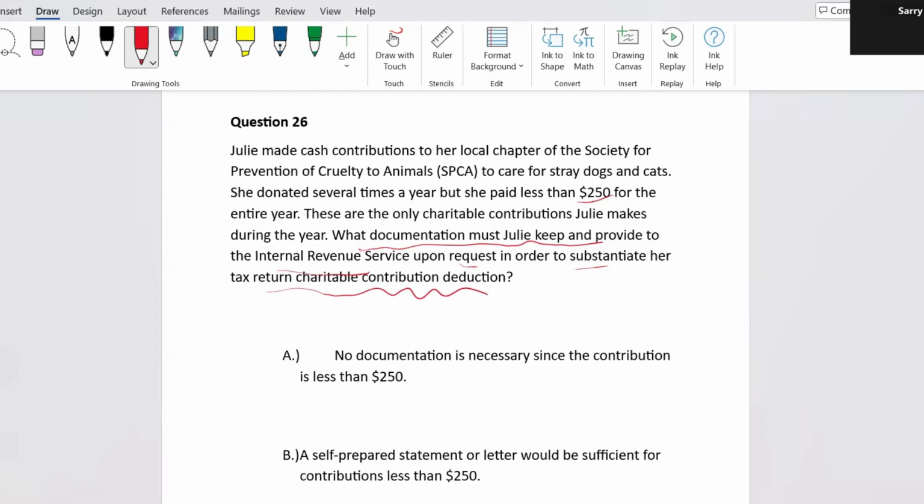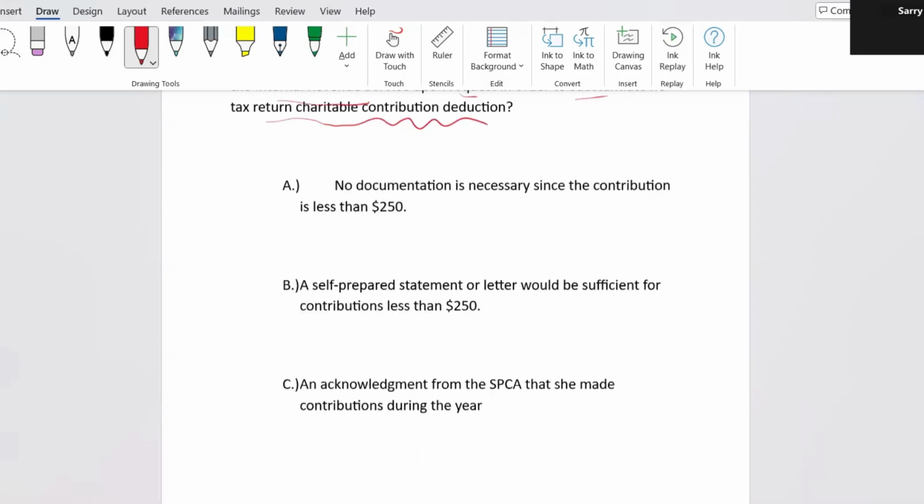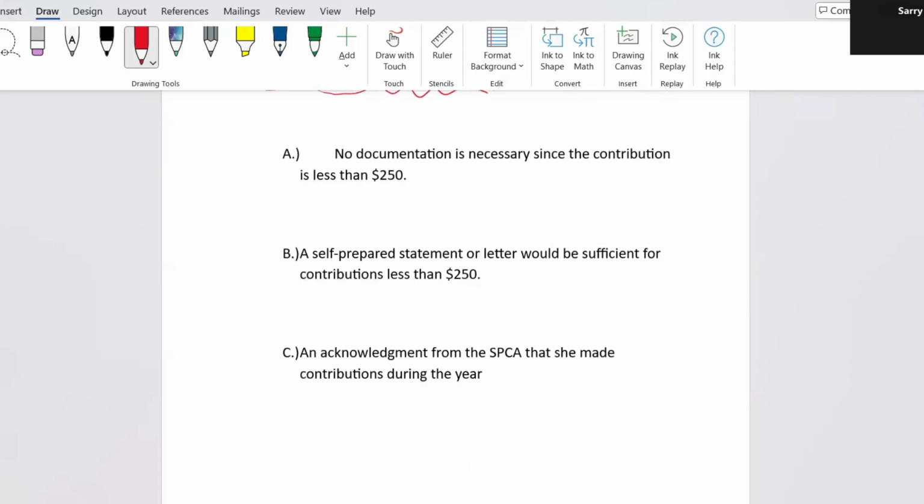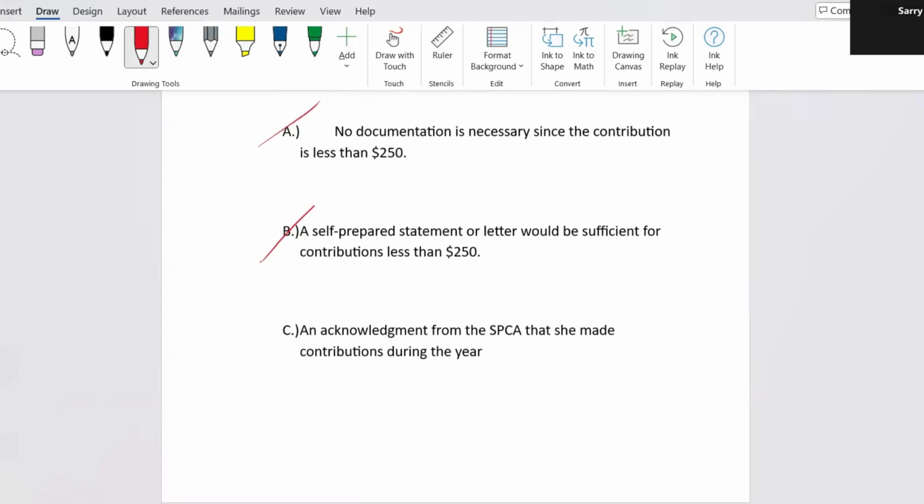The first one, no documentation is necessary since the contribution is less than $250. That would be incorrect. You still need documentation. A self-prepared letter is also incorrect. You can't just prepare a statement saying the client donated this much money to a charity and then sign it. That doesn't work. And then an acknowledgement from the organization. Let's hold on that one. That one seems like the right answer.